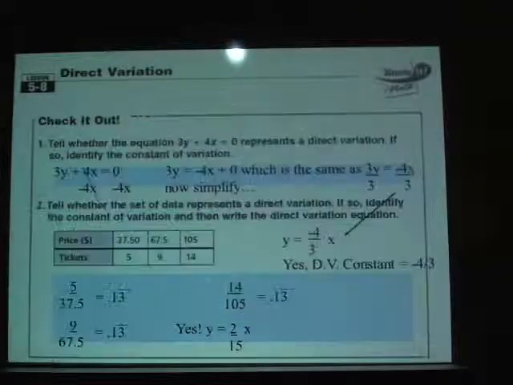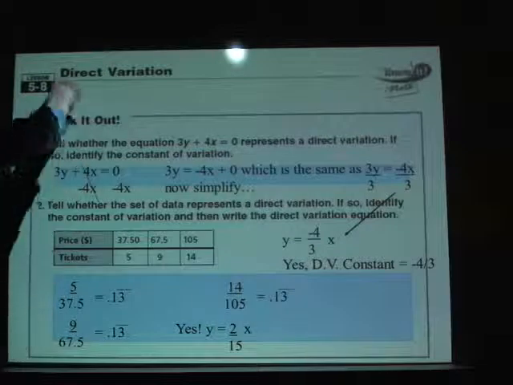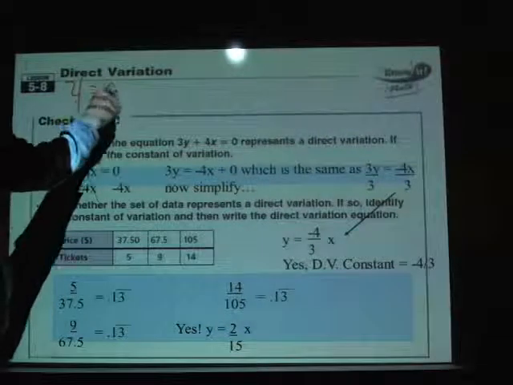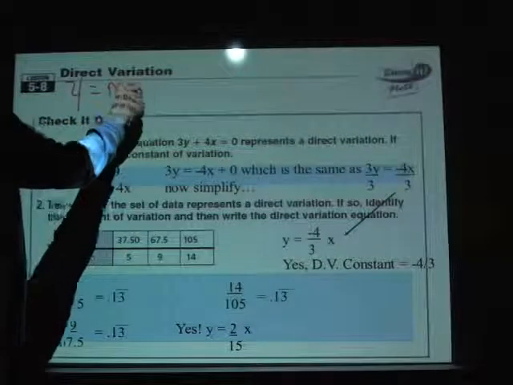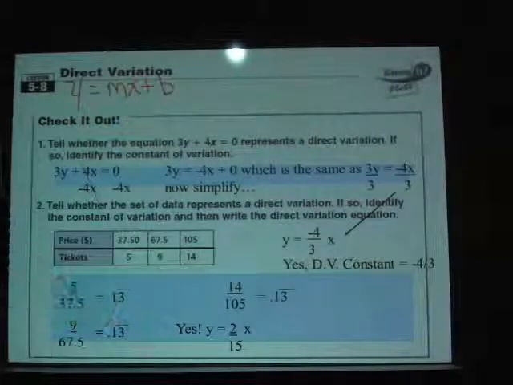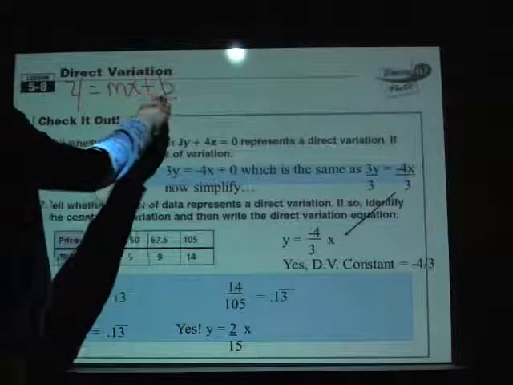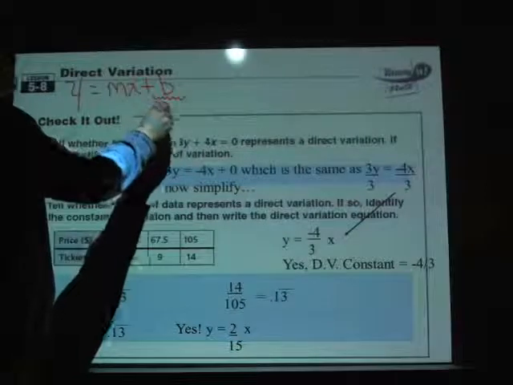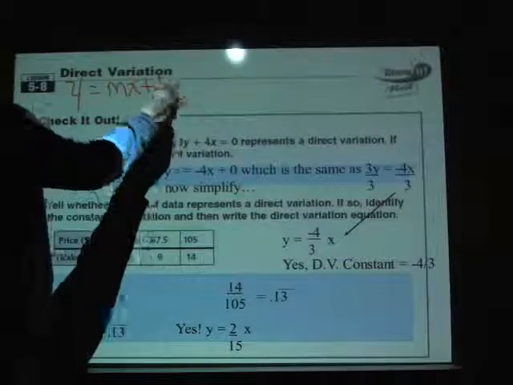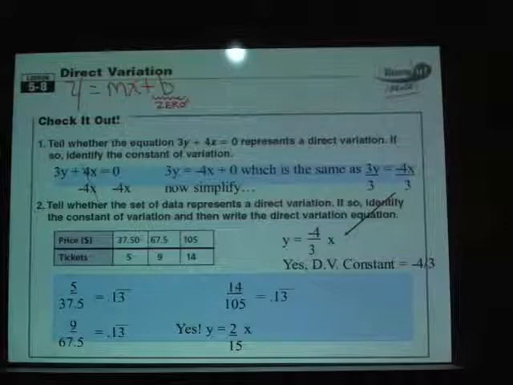All right, so let's take a look at the concluding examples here. Number 1, we're supposed to tell whether the equation 3y plus 4x equals 0 is direct variation, and if so, identify the constant of variation. So again, we want to get this in slope-intercept form, y equals mx plus b, but b is supposed to equal 0. If it equals 0, it's direct variation. If it's not, it's something else. We don't care what the something else is because that's not what they're asking me to do.